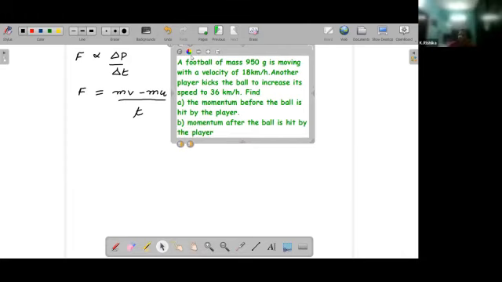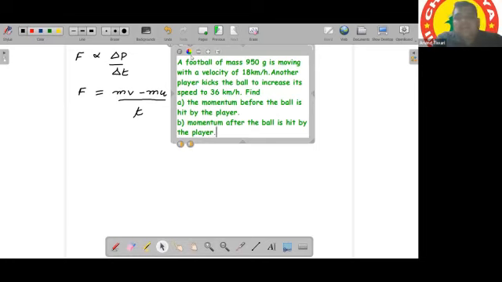Sir, I have a question. Yes. Sir, do we have to convert 950 grams into kilograms? Yeah, you have to. Since you have to use the SI system of units, you have to convert it to meter per second and kilogram.